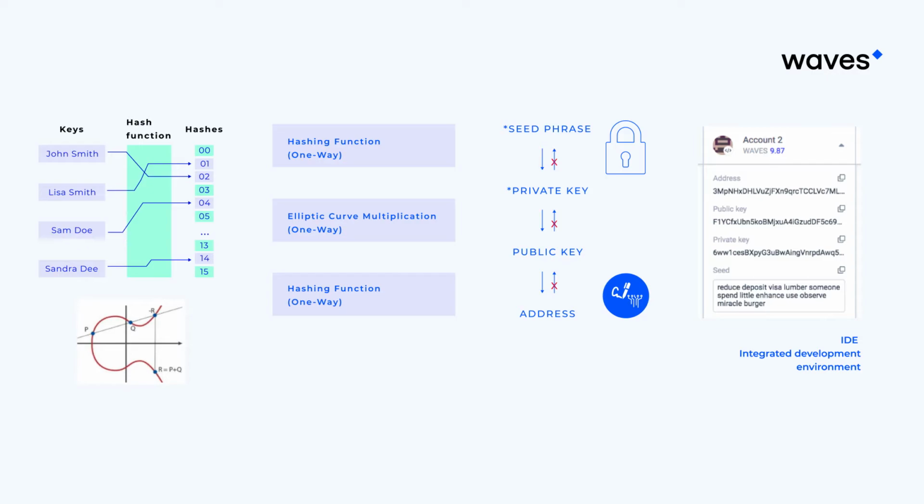Seed phrases usually look like a random list of words, usually 15 or 16. You can see an example on your screens. So seed phrases and private keys must be stored securely. But at the same time, they should be easy to use in order to sign transactions, right?